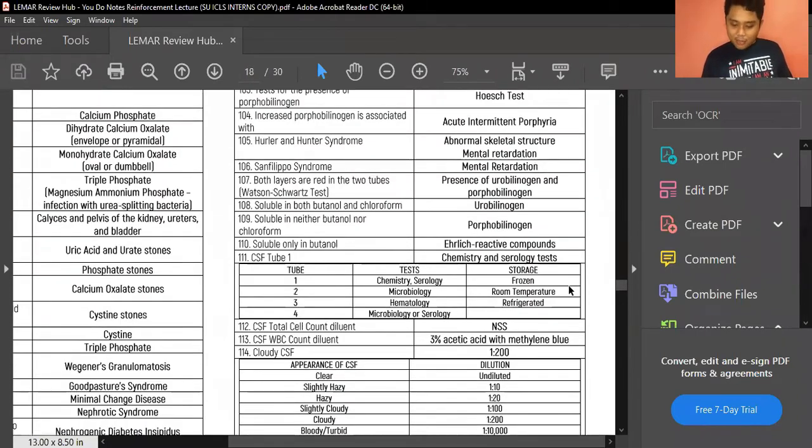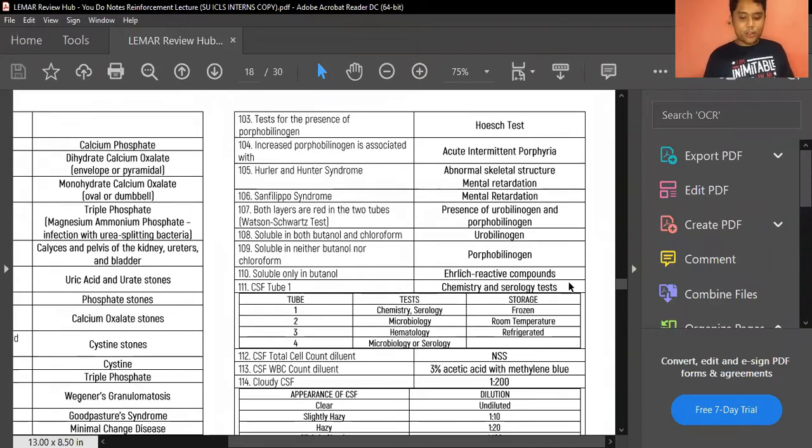Next, you have the metabolic disorders. But again, remember, tests for the presence of porphobilinogen, the Hoesch test. We discussed this with urobilinogen, on the chemical strip. Increased porphobilinogen is acute intermittent porphyria. So the porphyrins, you have the handout there. Basta, as I mentioned, just memorize it.